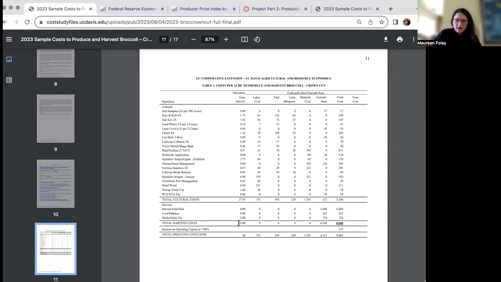So you might think that total harvest costs would be included in this column, this labor cost column, but there's a zero here.